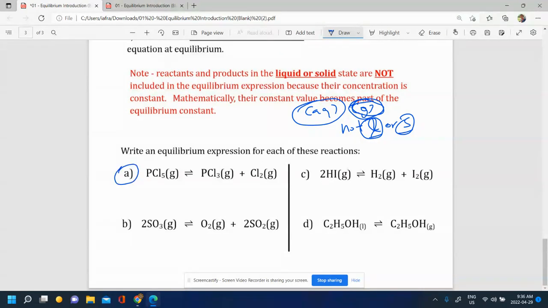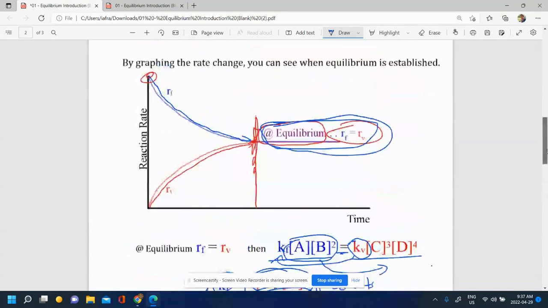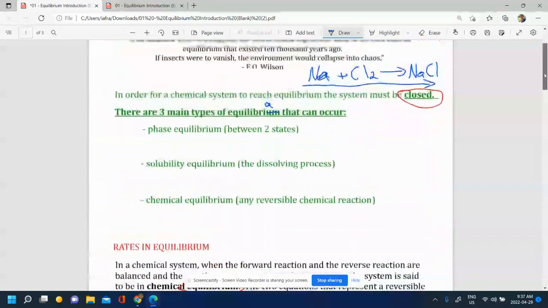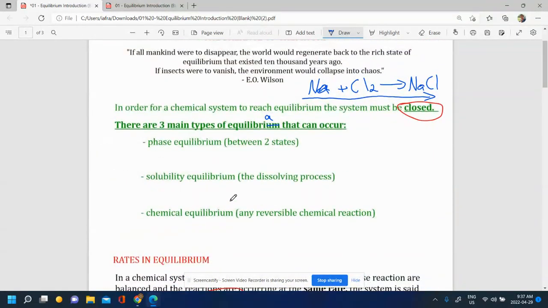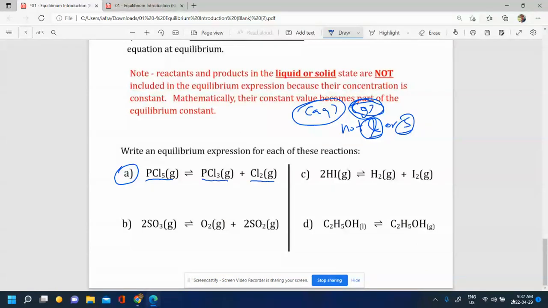So there are different types of equilibria, but let's take an example of this one here. This is a chemical reaction that's happening. We have PCl5 breaking down to form PCl3 and Cl2. And so this is a chemical equilibrium. It's an example of an equilibrium that happens when you have a chemical reaction. So any reversible chemical reaction is a chemical equilibrium. So let's go ahead and write an equilibrium expression for this.